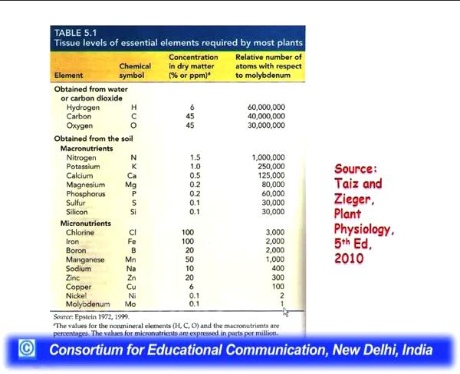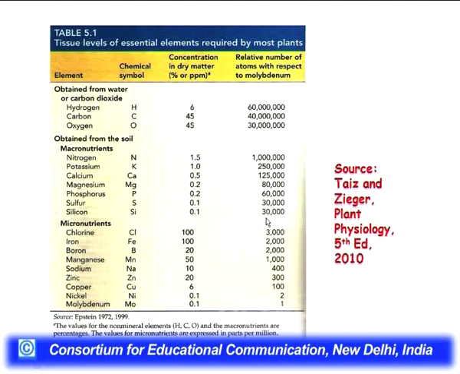For one molecule of molybdenum, on average there are 2 molecules of nickel and 100 molecules of copper. So you can easily say that for every one molecule of molybdenum the plant needs, it needs 100 molecules of copper. Now if you go up in the table, you will find that every molecule of molybdenum is equivalent to 30,000 molecules of silicon and sulfur.